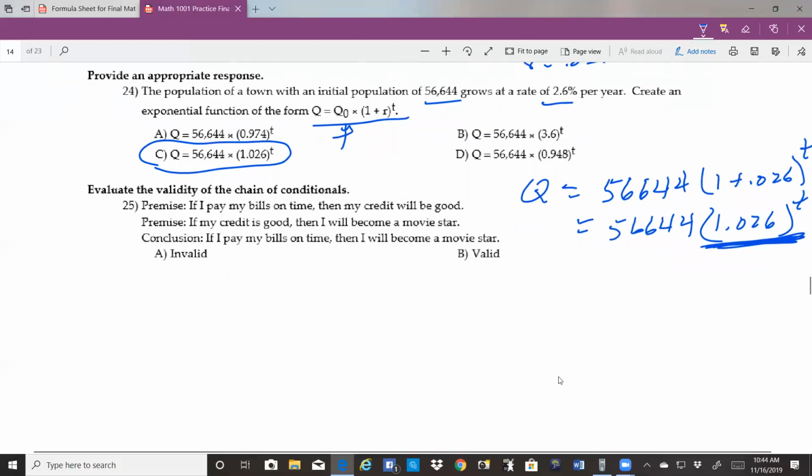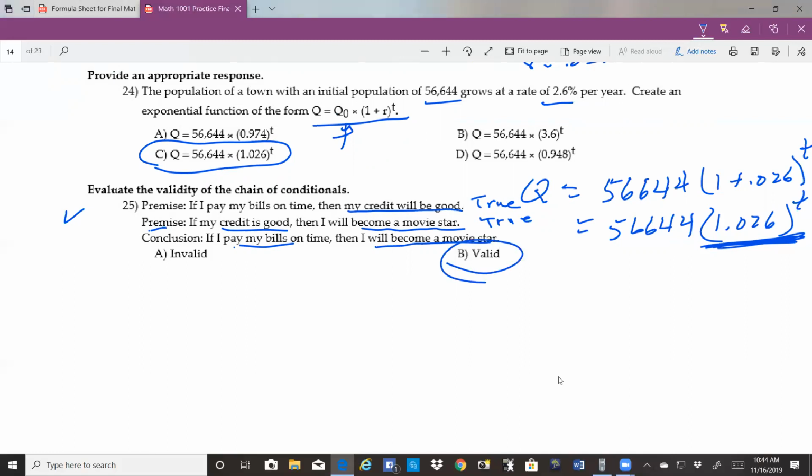Evaluate the validity of the chain of conditionals. Premise 1, we assume this is true. If I pay my bills on time, then my credit will be good. Premise 2, if my credit is good, then I will become a movie star. If we assume that this is true, and this is true, then the conclusion, if I pay my bills on time, then I will become a movie star, is a valid conclusion. Of course, it all hinges on the fact that you'll become a movie star if your credit is good.